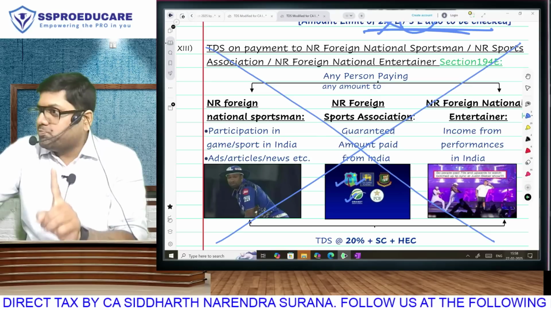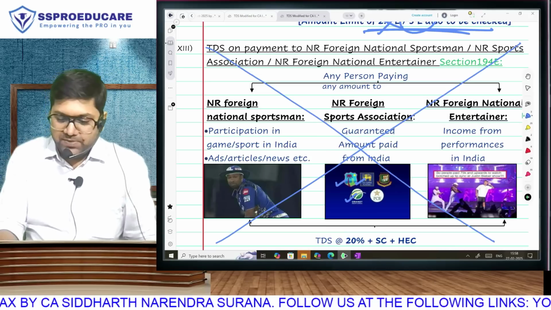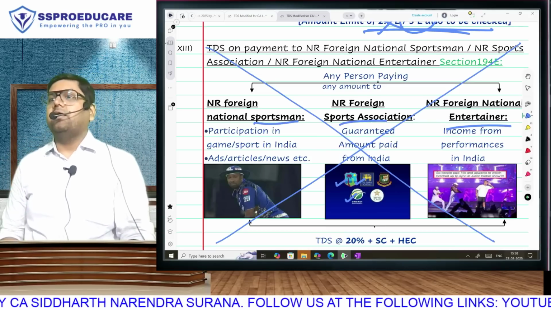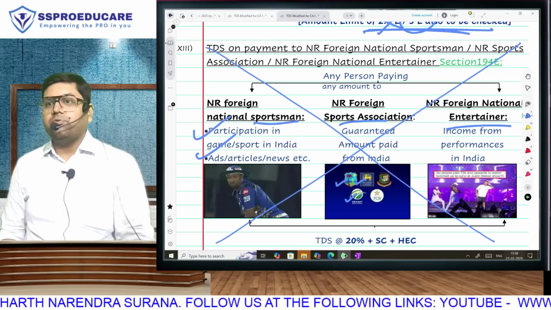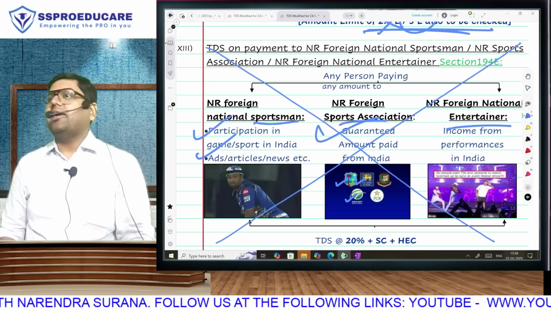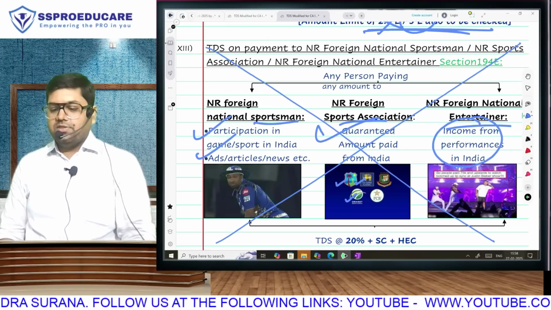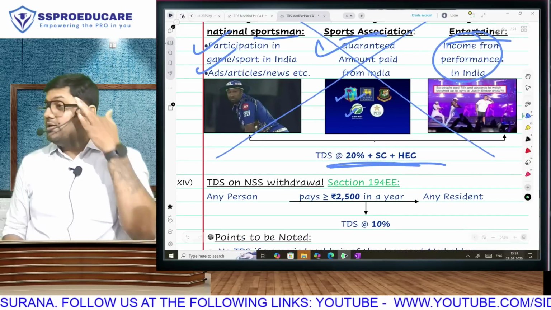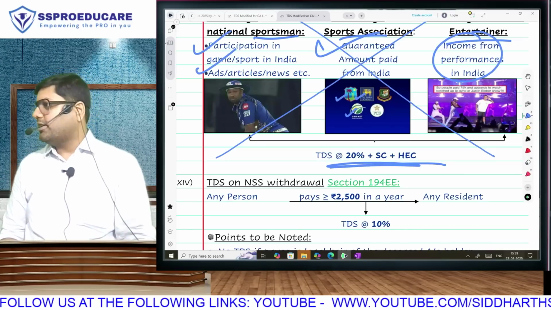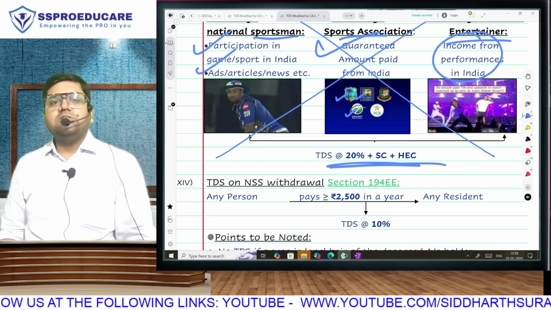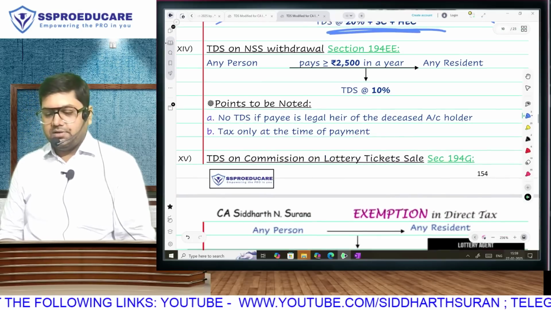Whenever a foreign national sportsman, sports association or entertainer comes to India, sportsmen will come for what? Games, sport, participating in advertisement or contributing to media. Sports associations are given a guaranteed amount if they send their players, and entertainers earn from performances. They have to pay tax of 20% plus surcharge plus cess, and therefore we as payers will also be deducting that because they are non-residents. So this is a very, very important section of CA final. We will talk about it 3 years later.